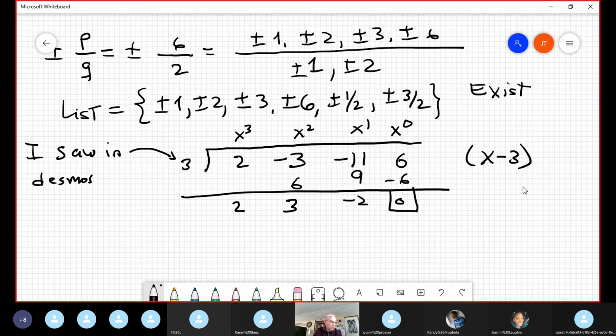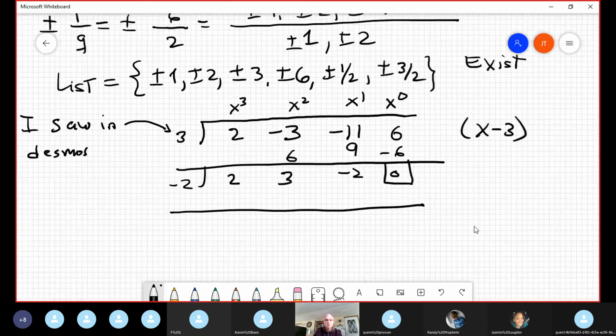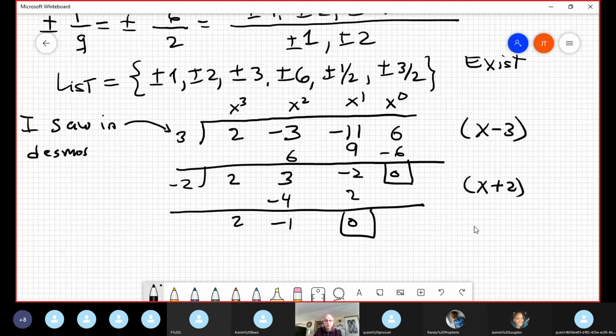Okay, one more. Let's do minus 2. Another candidate, 1/2, no, because it's a fraction and the arithmetic part is more complicated. I use negative 2. Bring down 2. 2 times negative 2 is negative 4. This is negative 1, and it's a positive 2. Oh, 0 remainder again. So x plus 2 belongs to this.